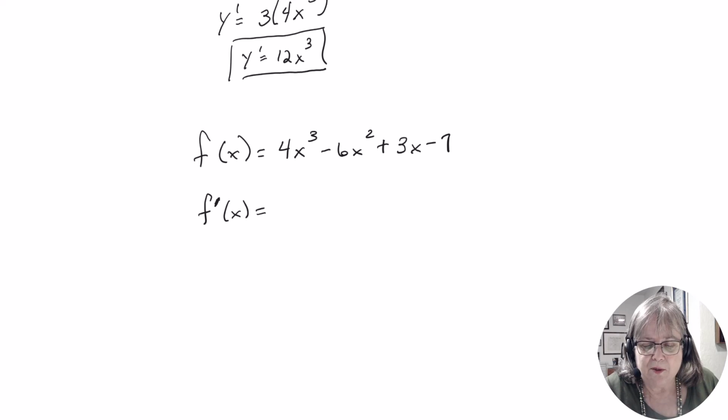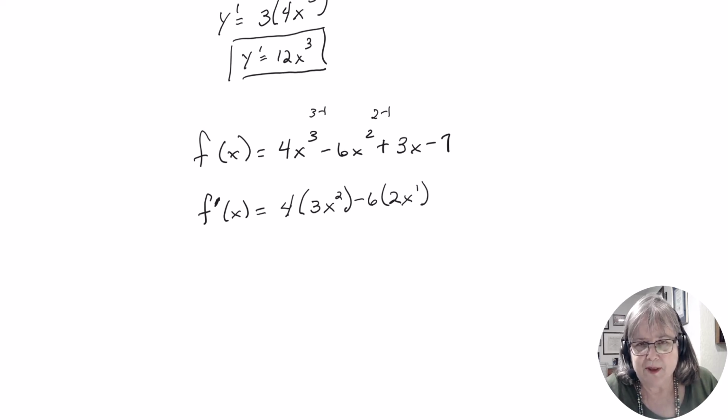So this is a polynomial. You have 4x cubed. You write the coefficient down. You bring the power down, leave the x alone, take 1 off the power, so that would be squared. Minus 6, bring the power down, leave the x alone, take 1 off the power, this would be 1, or leave it blank, it's understood 1. Plus 3, and the derivative of x is 1. And the derivative of a constant is 0.